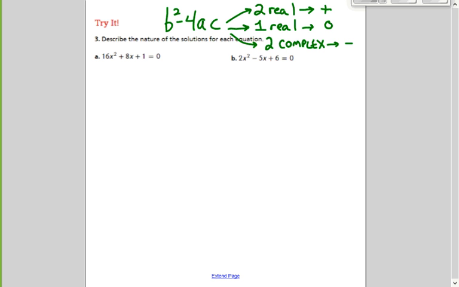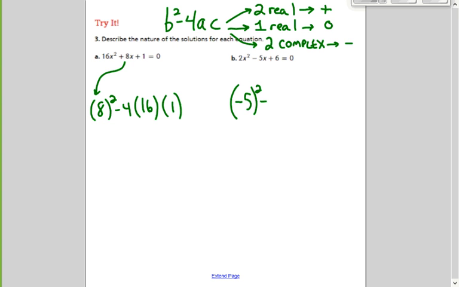So let's go here and do b squared minus 4. A is 16, C is 1. Everything goes in the spot there. How about this one? B squared minus 4. A is 2, C is 6. Let's see what we have.